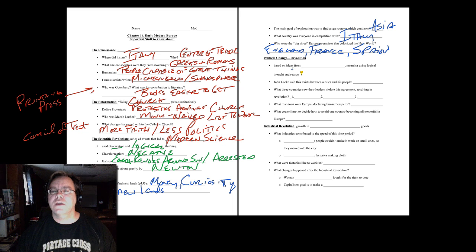Now there were some other countries that colonized as well, like Portugal and the Netherlands, but most of the colonization happened by England, France, and Spain.